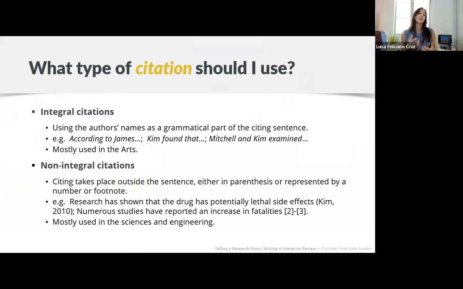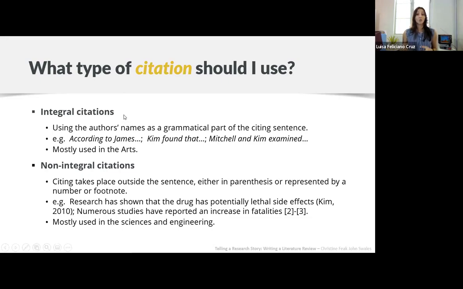We also have non-integral citations. Then it's when we use parentheses or brackets to cite our sources. This citation is mostly used in the sciences and engineering, but my advice is that use them both. You combine them, and then it's going to give your literature review more appeal. It's going to make it easier and more interesting to read.